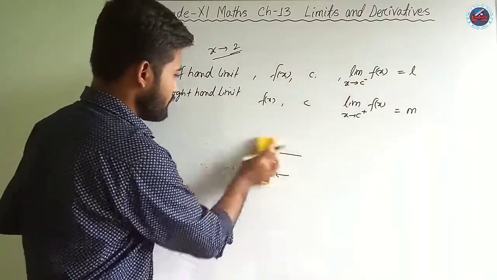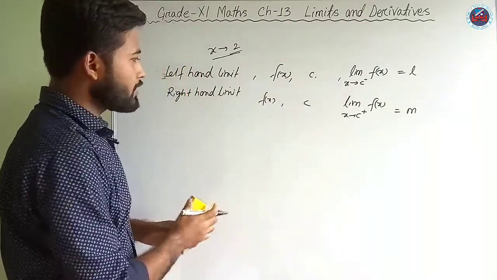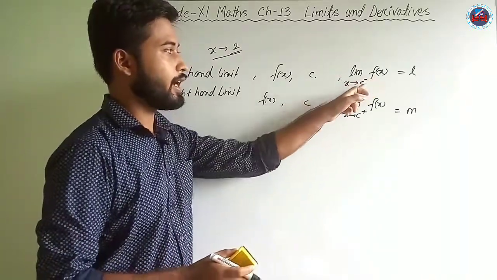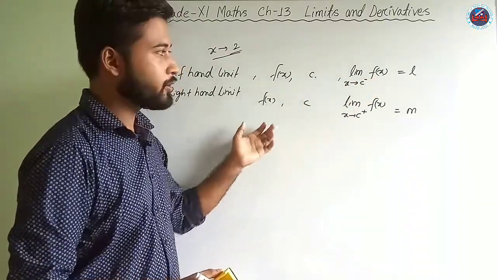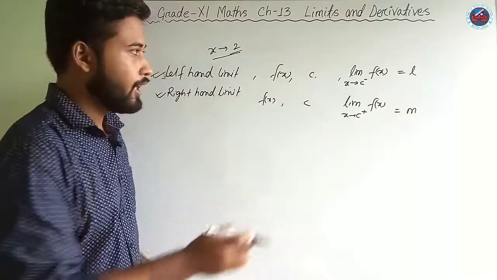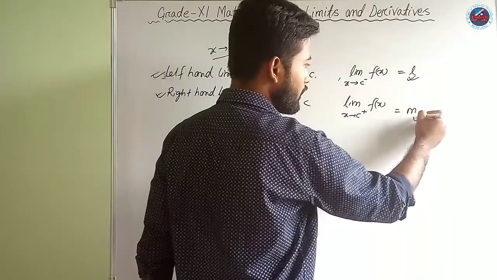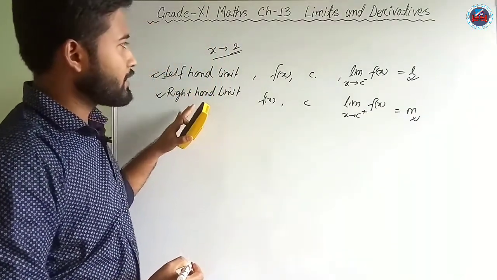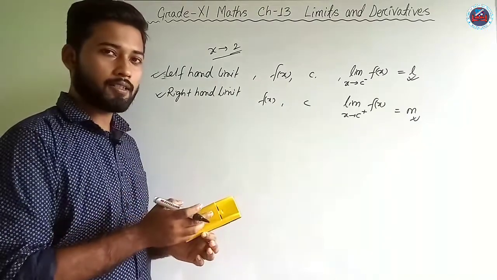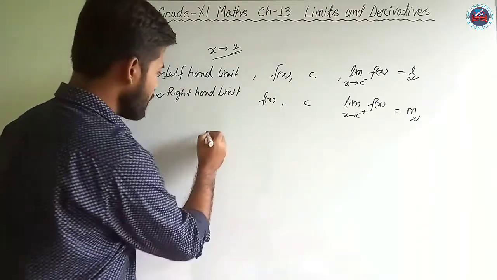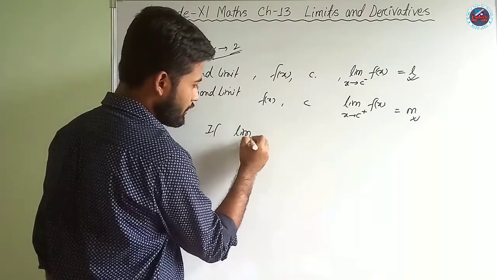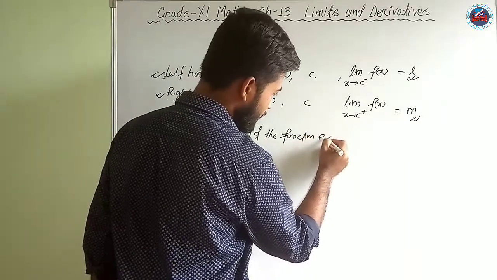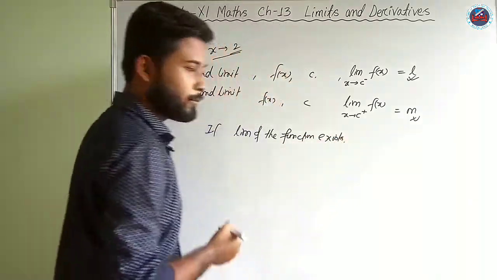Since we have got the left hand limit and the right hand limit of a particular function at the same point, depending on the left hand side and right hand side, accordingly we might get two different values. Okay, now if we want to say that the limit of the function exists, then what must hold?